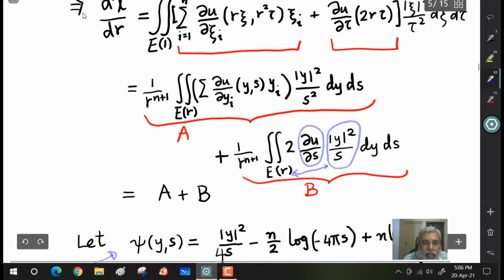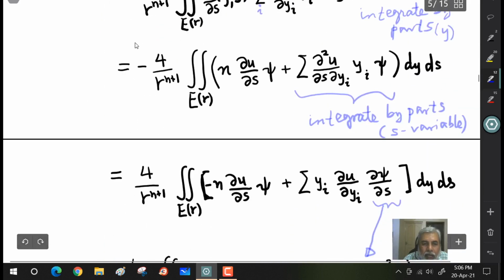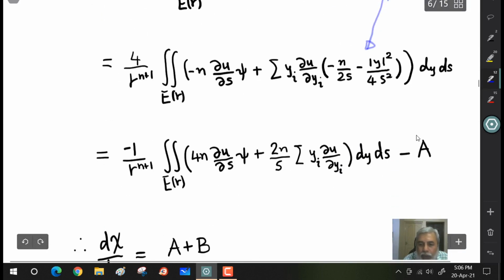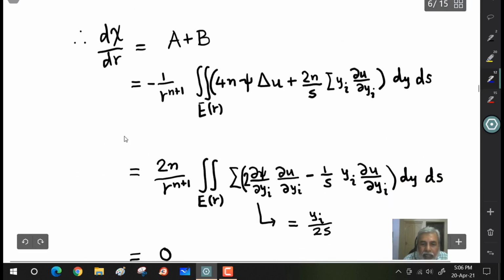So therefore, all this computation is for b, okay, and d chi by dr is a plus b, and now I have b is equal to something minus a, so that a plus b will be this expression, and that's what I'm writing. Okay, this is the expression.